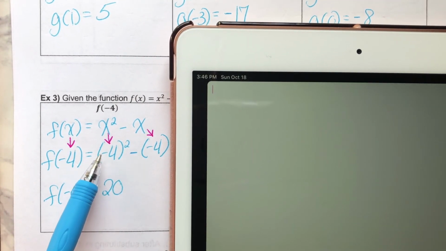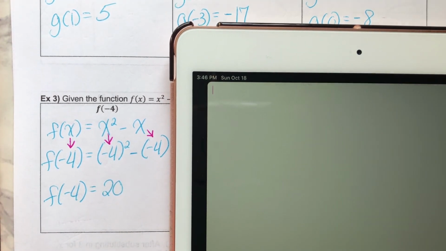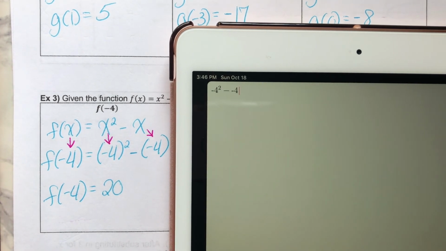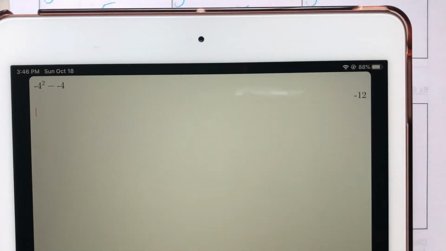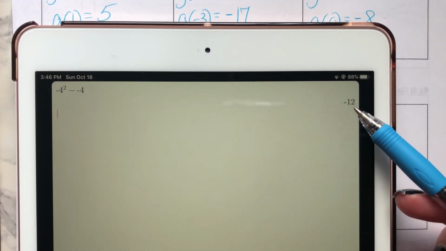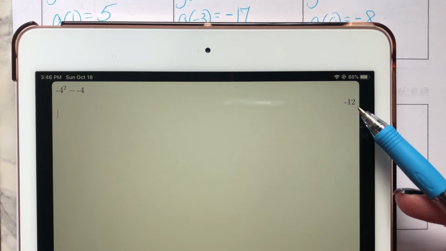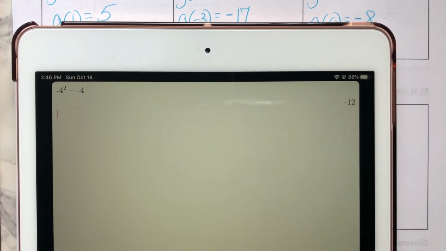Now I want to show you what you would have got if you did not use parentheses. So if I had just typed in negative 4 squared, no parentheses, and then I just did minus negative 4. Pretend I have no parentheses. I forgot to use them. When I press enter, do you see how I'm getting a completely different answer? This is incorrect. The correct answer was positive 20.